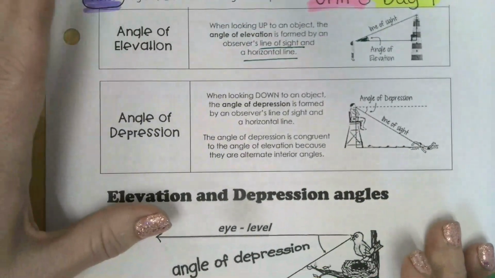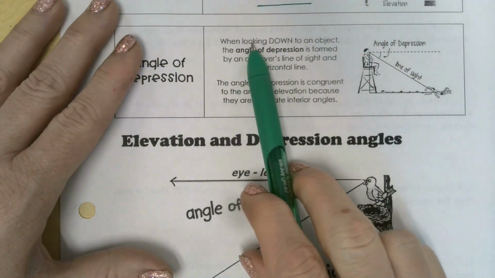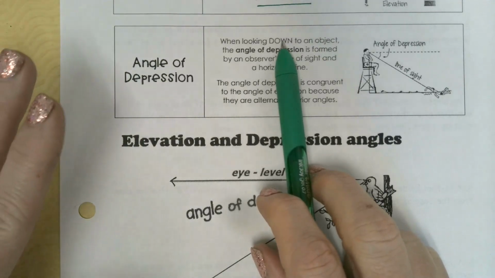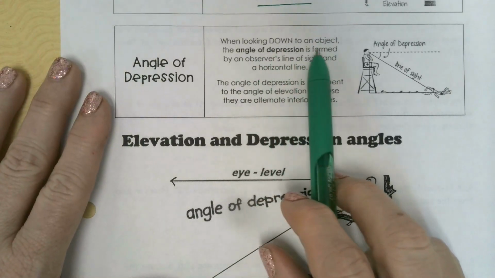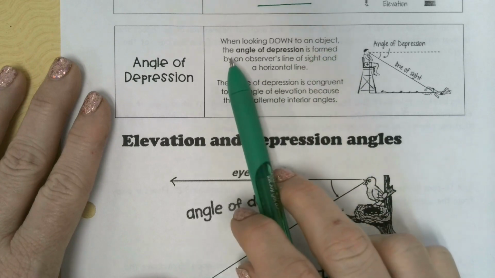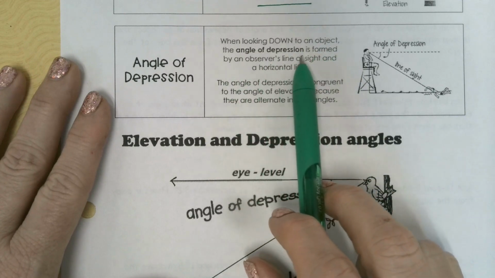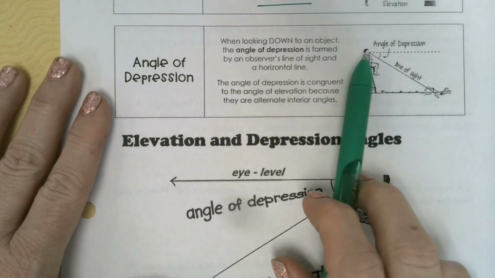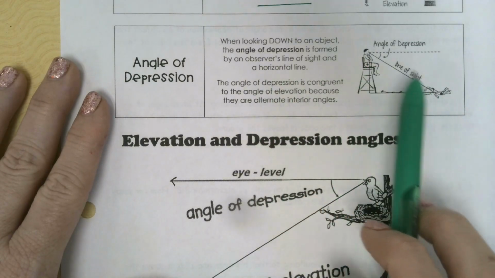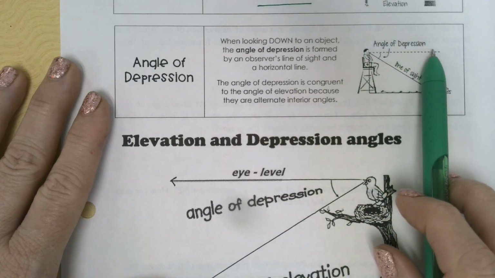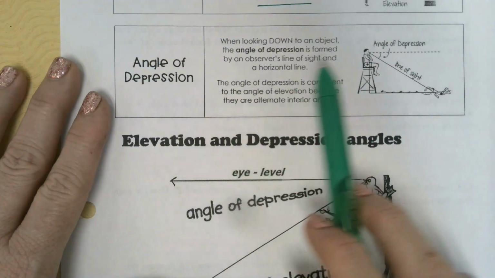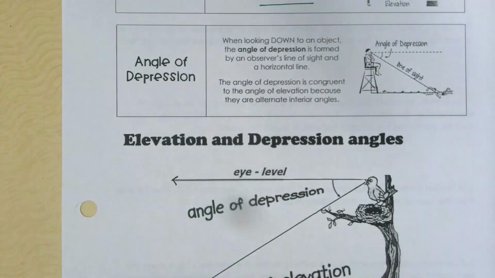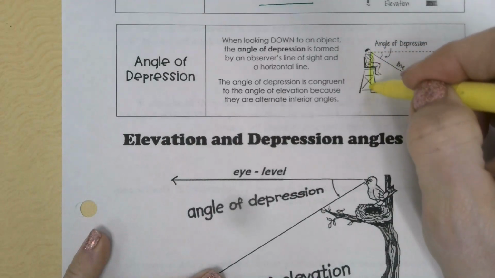Okay? Angle of depression. When looking down, to depress something, press it down, okay? When looking down to an object, the angle of depression is formed by the observer's line of sight and a horizontal line. So if the lifeguard is looking at the swimmer, here is his line of sight, and then here is the angle of depression. Now, we'll get to this in just a minute, but what do you notice about the angle of depression here? You don't have to highlight it unless you want to in this set of notes.